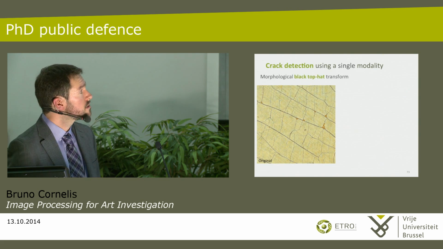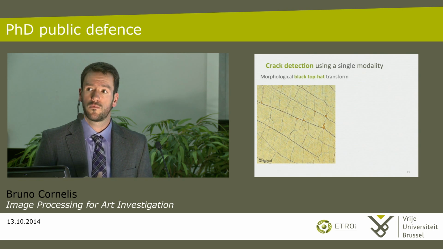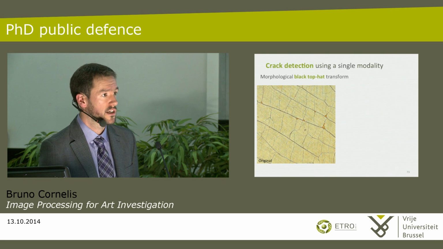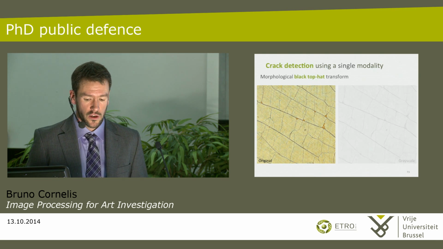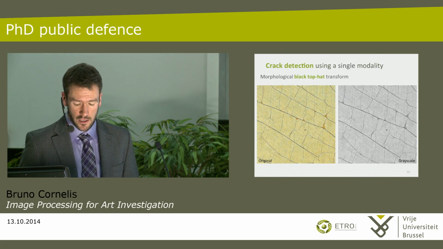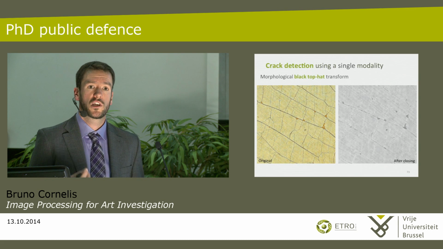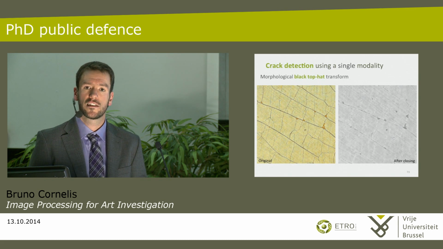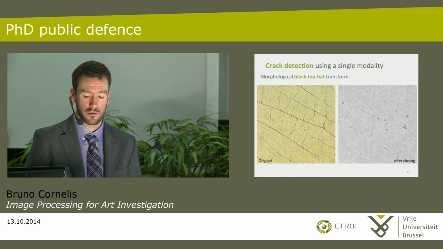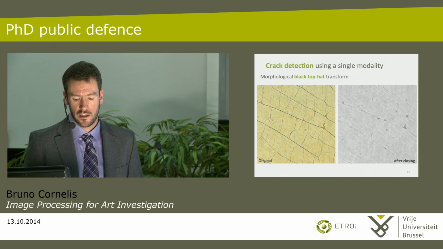A second method is based on what we call the morphological black top hat transform, and it's a method that is being used a lot in the context of crack detection. And it works as follows. First, we have a grayscale representation of our colored patch. Then we apply what is called closing, and this is basically an operation that removes details of a certain size out of our original image. So you can see that this is a very blurred version of our original grayscale.